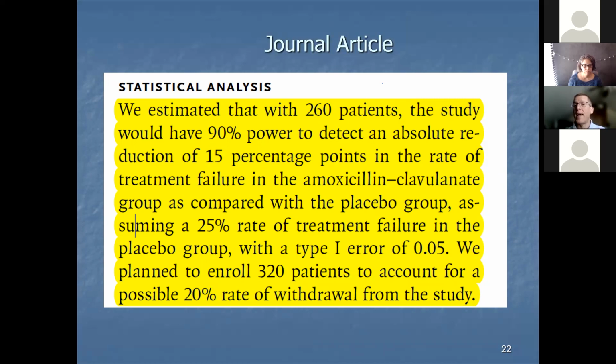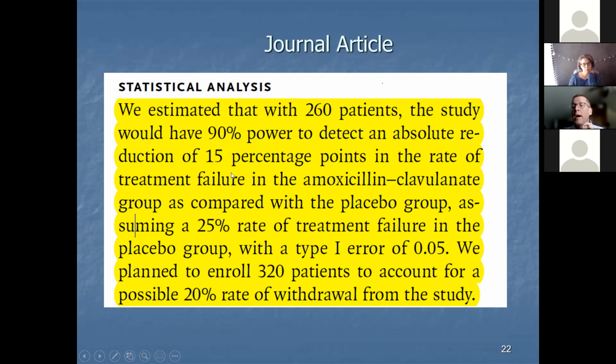And then the second sentence talks about that inflation, that 6th step, so that after withdrawal, possibly 20% withdrawal, I'm going to go for my 320 and end up with my 260. But you can see just in 2 sentences, they've described their justification. And if we went through this, we can see they have their sample size, they have their power. Here they have that difference in proportion. So the difference in proportions would be 0.15.